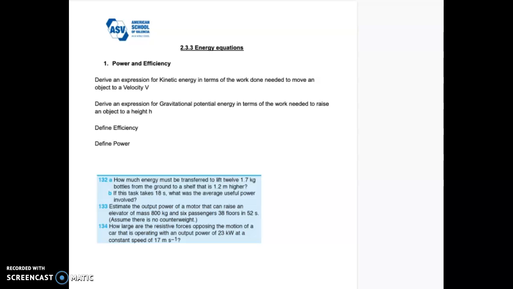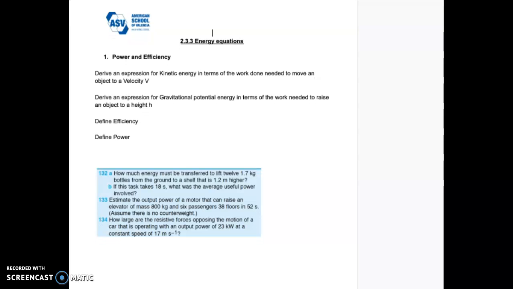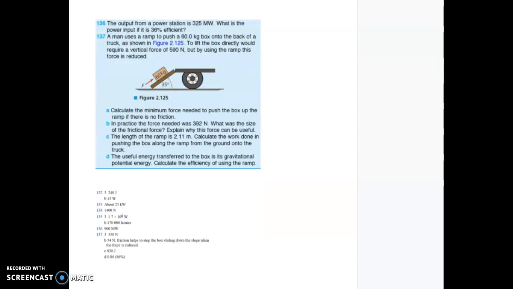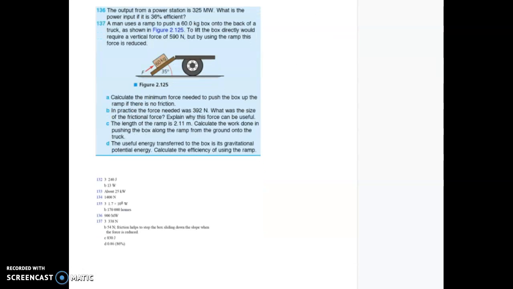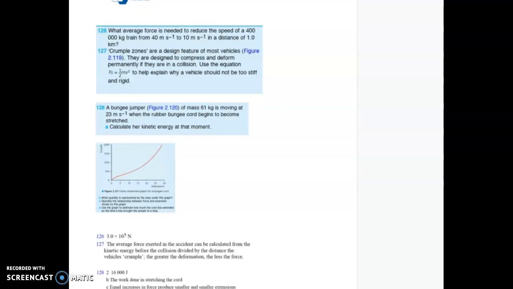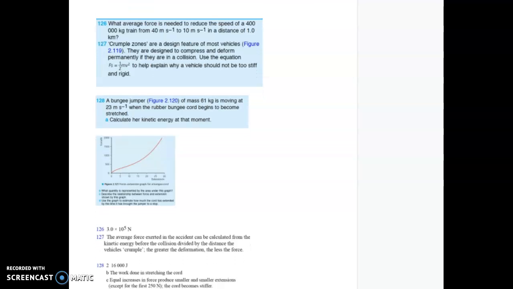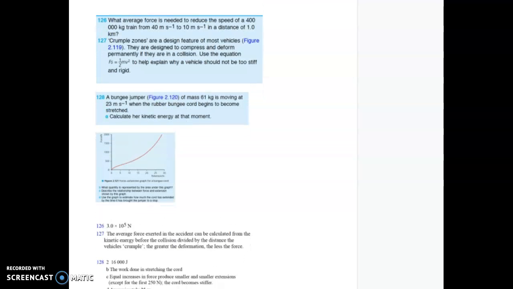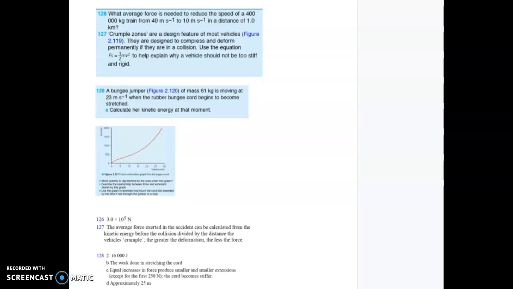Okay, so I now need you to try the questions on worksheet 2.33, where you have to write some notes and try some power and efficiency questions, and then have a go at these extension questions. Give you something to think about a little bit later. And then these questions are just to get you thinking about energy conversions a little bit deeper. And I think that's it for energy. Well done for coming this far.